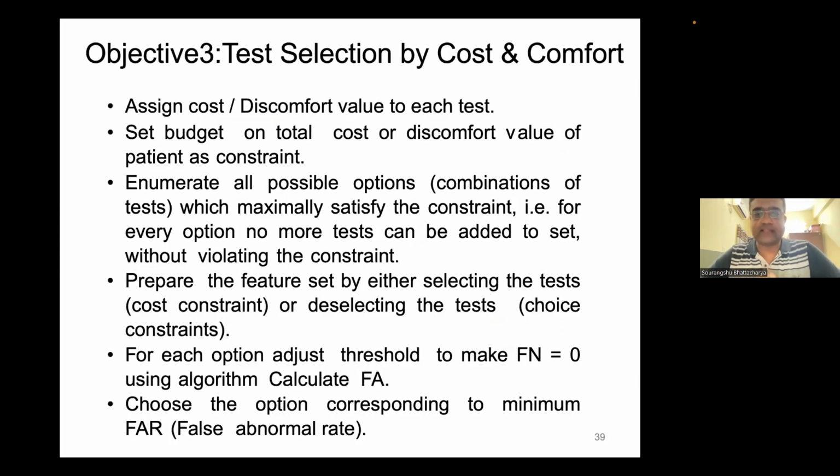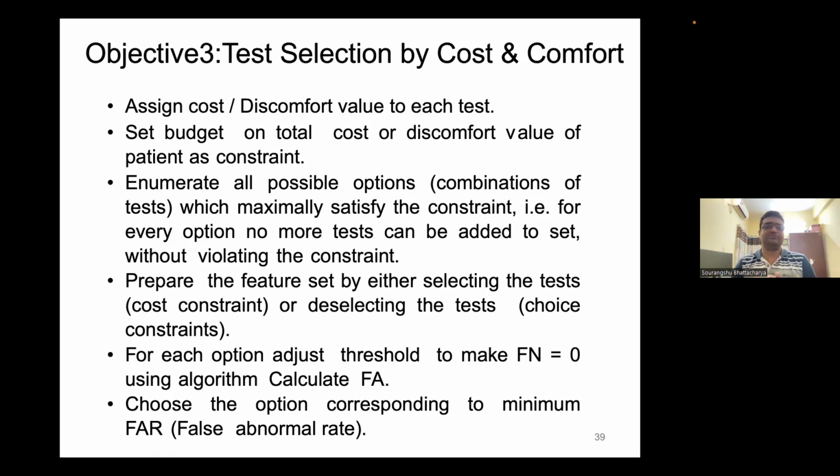So this was our second, and our third work here was: can we assign some kind of a cost or discomfort factor for each of the tests? Our steps were something like this: we assign a cost or discomfort value to each of the tests, and then we set a budget on total cost or discomfort value as a patient constraint. Then we enumerate all possible options which satisfy the constraint.